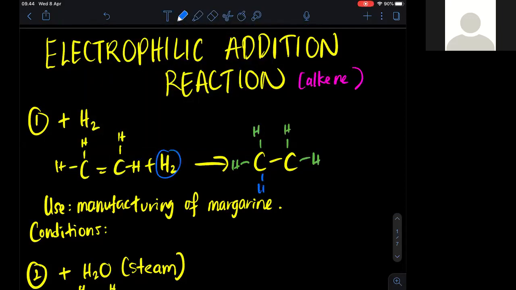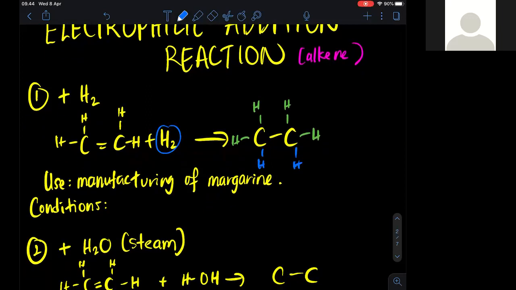They will start to come over here, and then they will start to come over there. Okay, so the use of this: they are used in the formation of margarine. This one you can actually memorize. But what are the conditions?